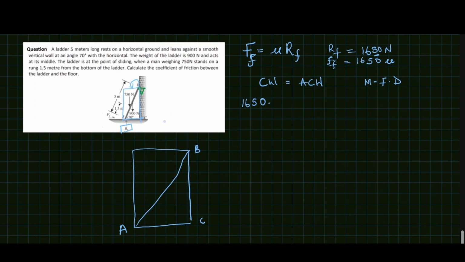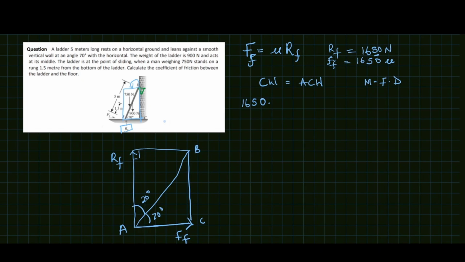The frictional force is in this direction. It is stopping the ladder from sliding. The ladder is trying to slide in this direction, but the frictional force is always opposing the motion, so it's acting in this direction. It's even shown in the diagram. Next, the direction force is in this direction. Now, this perpendicular force is at angle 70 degrees, and this is angle 20 degrees by the right angle triangle law.